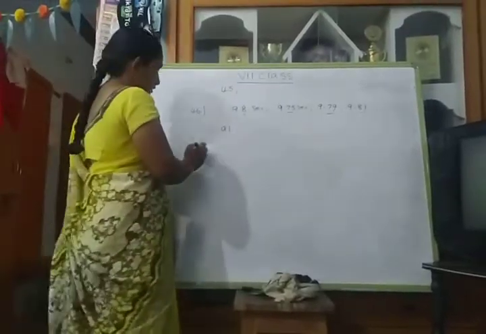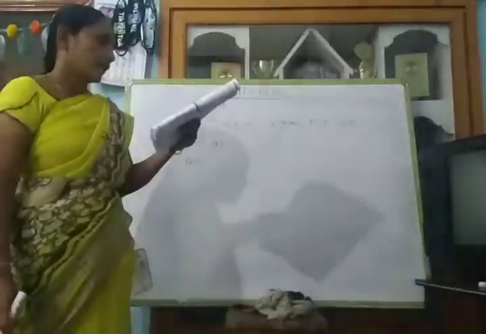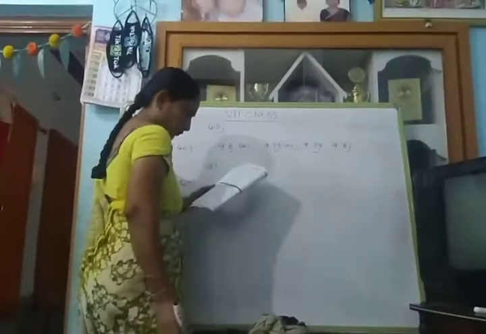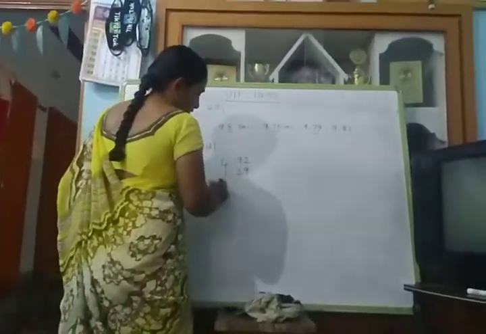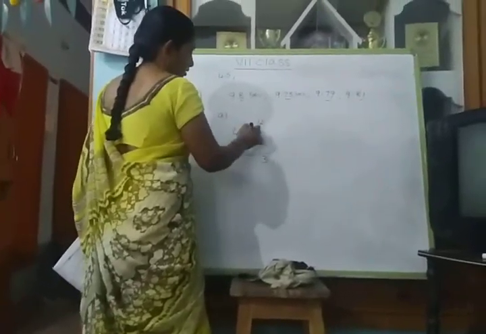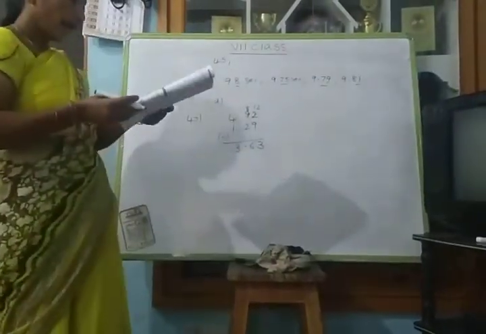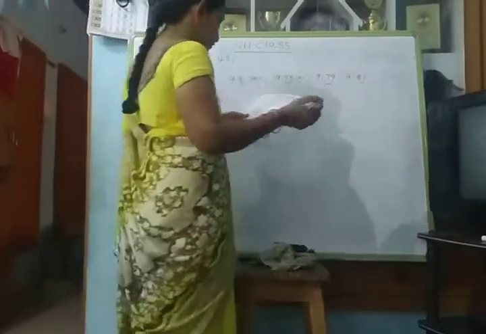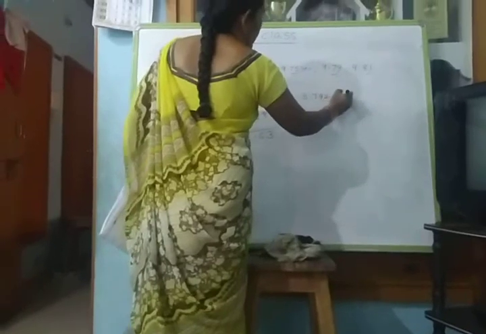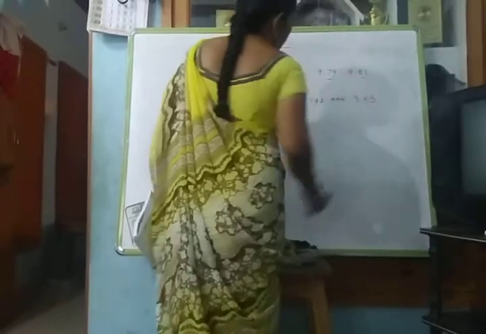Next, 47th question. What is the 47th? Add 3.9, the difference of 4.9 and 1.29. First we have to do the difference. Difference means subtraction. 12 minus 9, 3. 8 minus 2, 6. 3.63. Add. So 3.63 and 3.792, and these two numbers' difference, how much will you get? 3.63. Both we have to add.